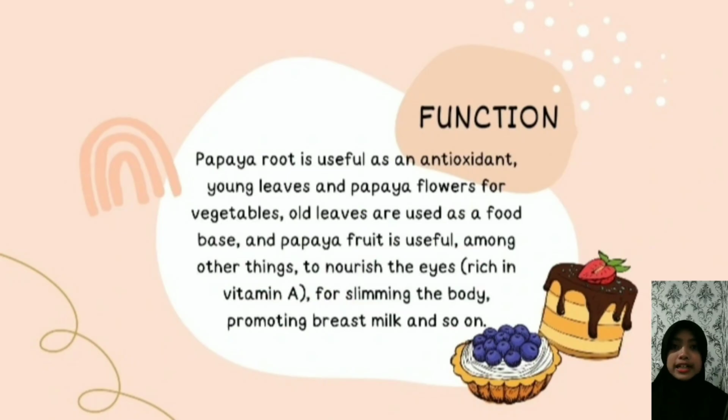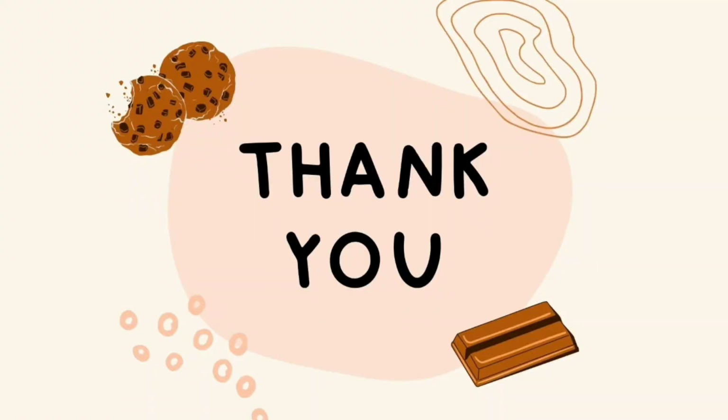Papaya root is useful as an antioxidant. Young leaves and papaya flowers are used for vegetables. Old leaves are used as a food base, and papaya fruit is useful, among other things, to nourish the eyes, being rich in vitamin A, for slimming the body, promoting breast milk, and so on.